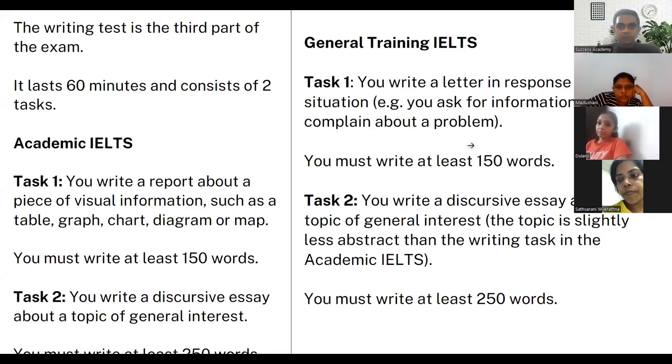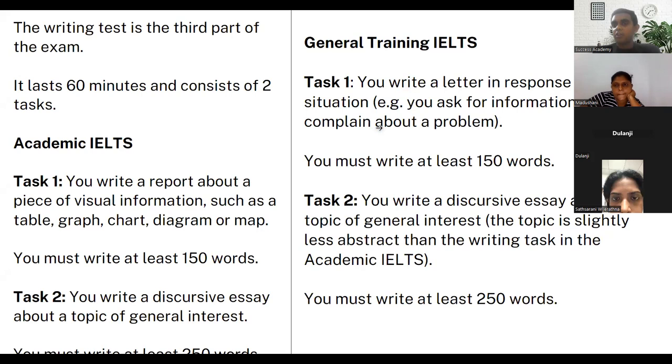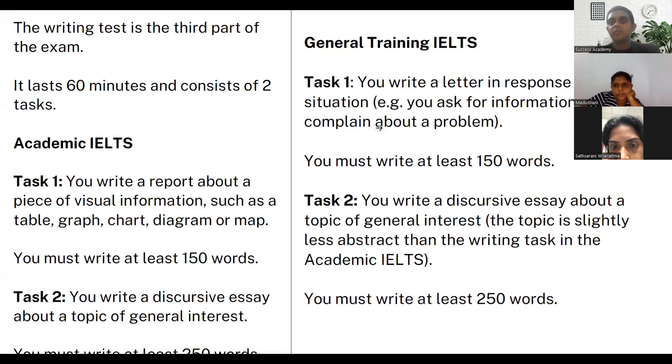Sir, is there extra time to transfer our answers to the answer sheet as in listening? No, Madhushani. For reading, there is no extra time, right? Whether you are doing the physical exam or the online, computer-based exam, there is no extra time. Only 60 minutes, only 1 hour. Clear?